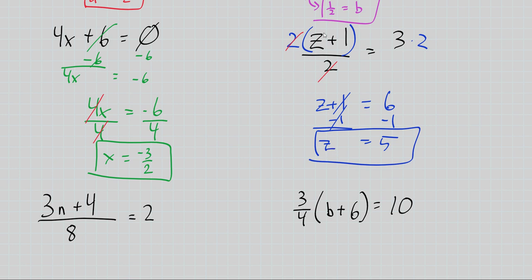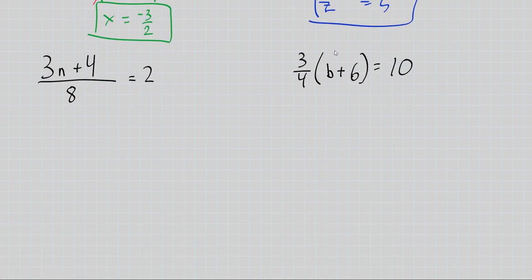And if we check our initial equation, z plus 1 over 2 is equal to 3. 5 plus 1, that's 6, divided by 2, yes, that's 3. We'll do 2 more here before we probably run out of time.